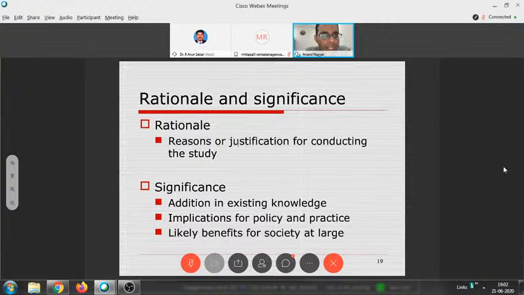So it should be properly explained in terms of significance. Why conduct the study? What are the reasons for the study? What is the additional knowledge and what are the benefits for the society? Most of the research grants, when I see the research grant proposals, they don't say, okay, sir, this is the benefit for the society. Just blind, rejected.